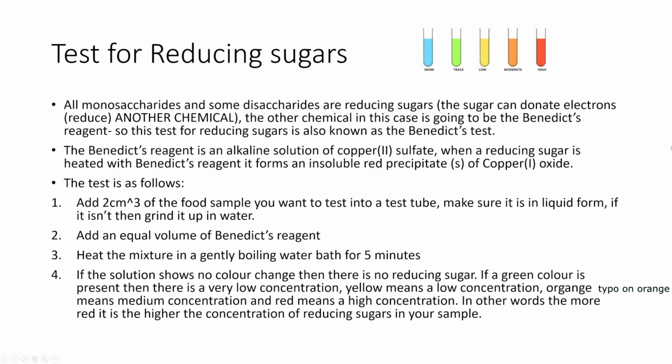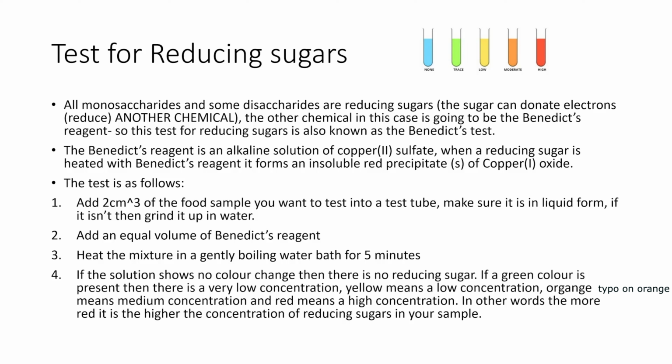So the test is as follows. You add 2 cm³ of the food sample you want to test in a test tube, and you make sure it's in liquid form. If it's not already, just grind it up with water. Now you add an equal volume of Benedict's reagent. So if you added 2 cm³ of the food sample, you would add 2 cm³ of your Benedict's reagent. However, if you added water to grind it up, you would add equal volume of Benedict's, so equal volumes of the sample and Benedict's, no matter what.